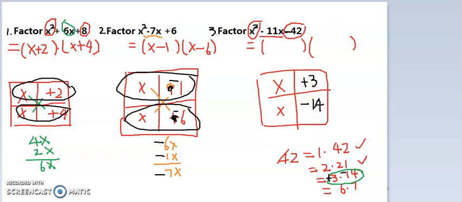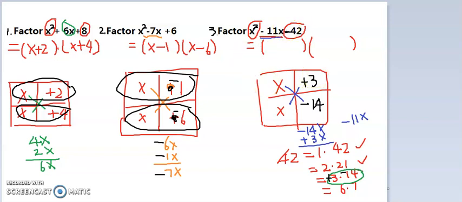And so we're going to pick +3, -14, and do cross multiplies. X times -14 is -14x. And the other cross multiply is +3 times x. That gives us +3x. Now we do -14 plus +3, and we know -14 plus 3 is -11x. Well, that matches the one we need in the middle. So that tells us this is the correct choice. So we're lucky, and we got the correct answer in our first try.